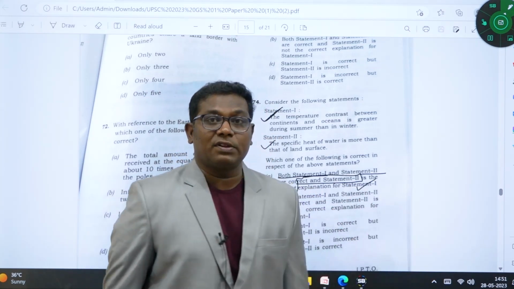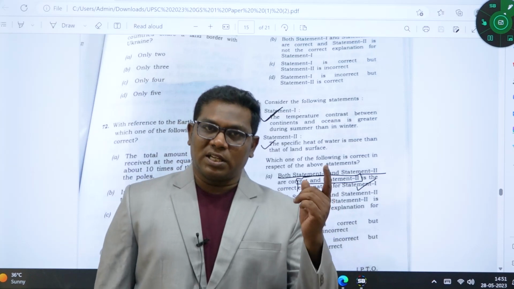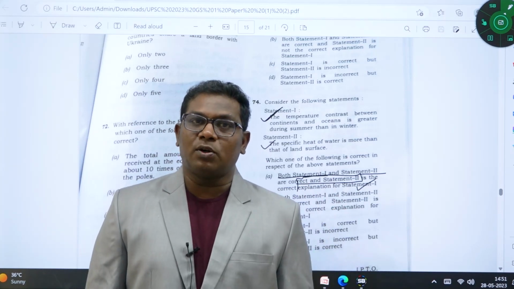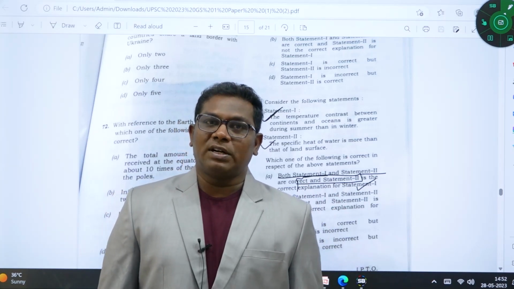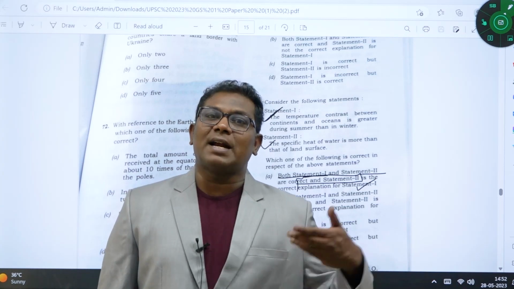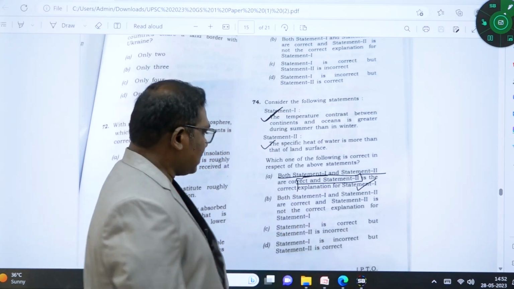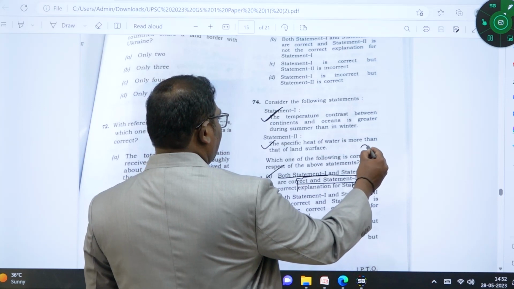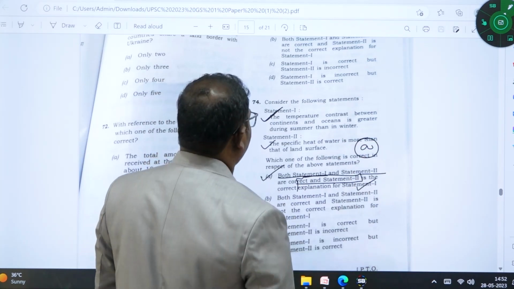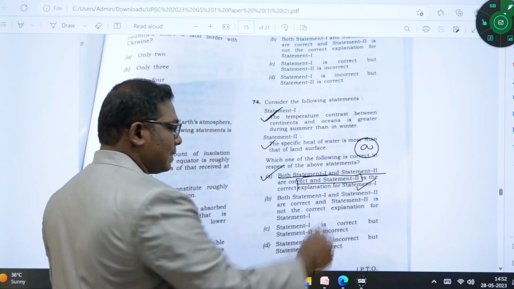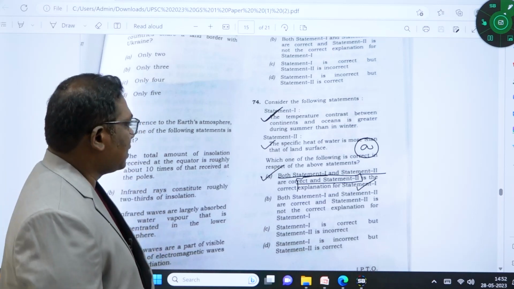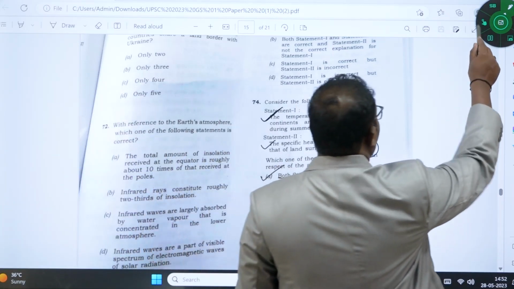Earlier, see the difficulty of the question, we can understand here also. Earlier, whether statement 1 is the right explanation of statement 2, this kind of question was asked. Now it was asking whether statement 2 is the right explanation of statement 1. Yes, that is actually the true explanation. Statement 2 is the right explanation of statement 1. That is, option A is the right answer for the 74th question.